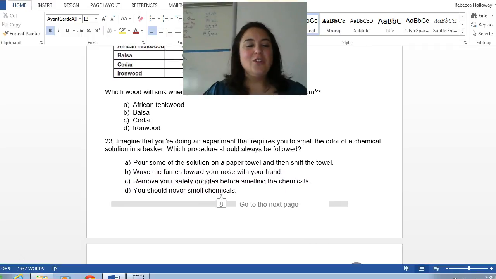Almost done. 23. Imagine that you're doing an experiment that requires you to smell the odor of a chemical solution in a beaker. Which procedure should always be followed? A. Pour some of the solution on a paper towel, then sniff the towel. B. Wave the fumes towards your nose with your hand. C. Remove your safety goggles before smelling the chemicals. D. You should never smell the chemicals. Which procedure should always be used when smelling chemicals from a beaker?